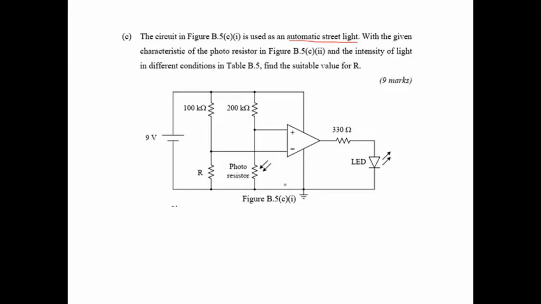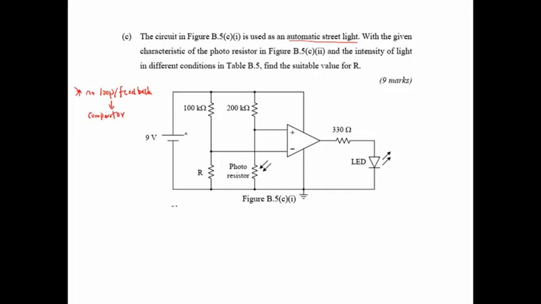So this is the circuit. If you analyze the circuit, you see this is the op-amp, and the circuit has no loop, no feedback. This means that the op-amp operates as a comparator.